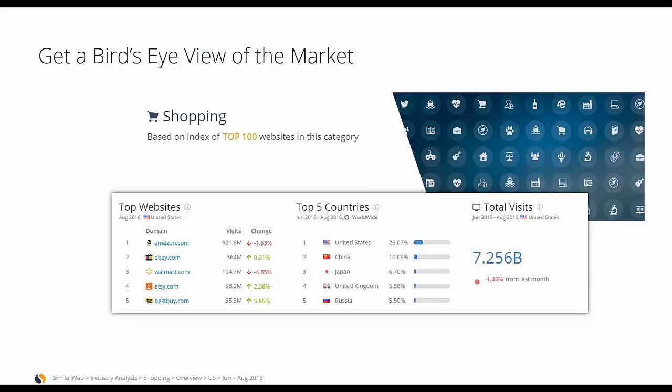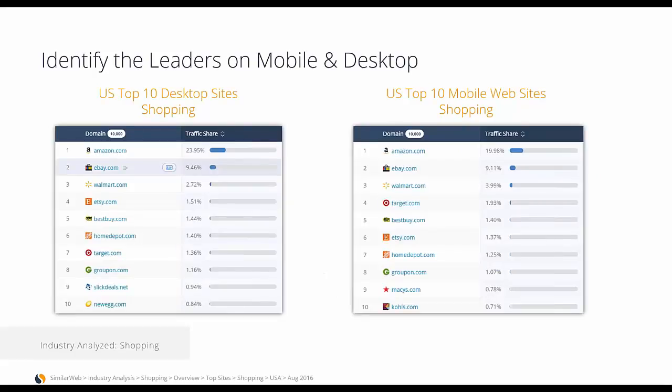And with SimilarWeb, we can say, okay, here's the biggest market opportunities available in China, in Japan, as we can see here for the top countries in the shopping category, or who are the biggest players. And these lists go fairly deep, thousands deep, so that you can understand what the competition is per market and even per category.